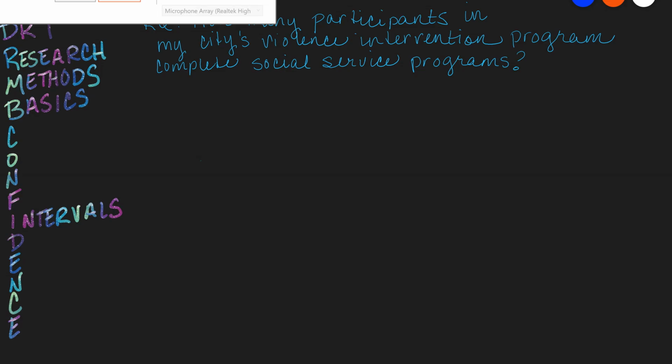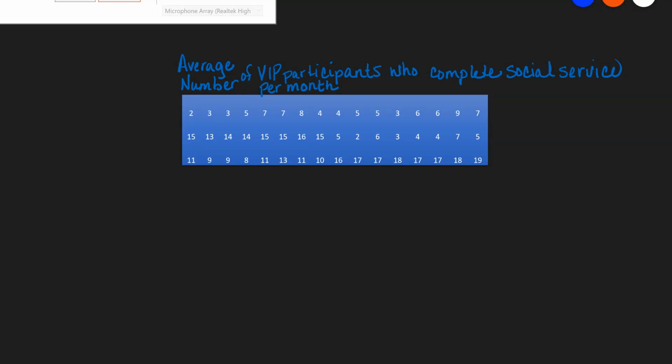So VIPs, violence intervention programs, often connect folks at risk for gun violence with social services to help address the underlying causes for the violent behavior. So I want to know how many of my participants in a violence intervention program complete different social service programs. Luckily, an intern for the data analyst has been keeping track of the average number of VIP participants who complete social services every month.